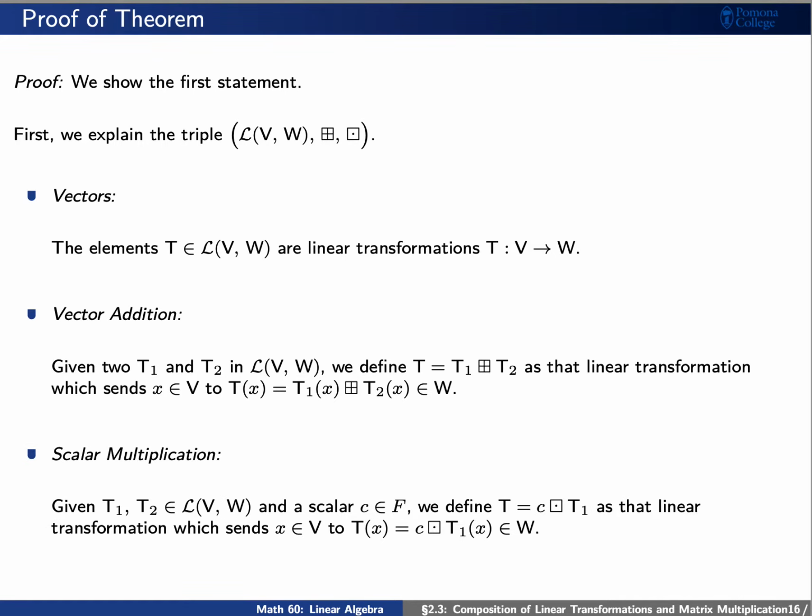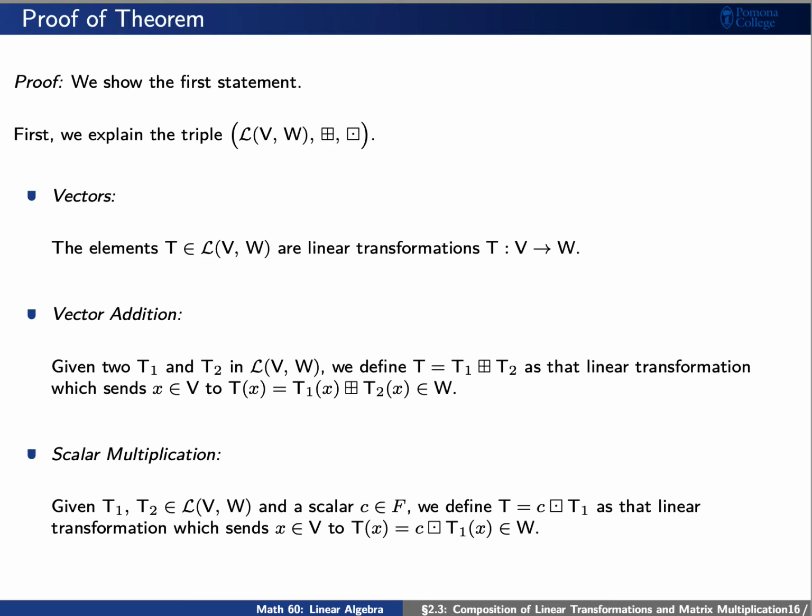We have a similar definition for scalar multiplication. Given two linear transformations T1 and T2, as well as a scalar c, we'll define the scalar c dot T1 as that linear transformation that sends a vector x in the domain to c times T1 of x in the codomain.